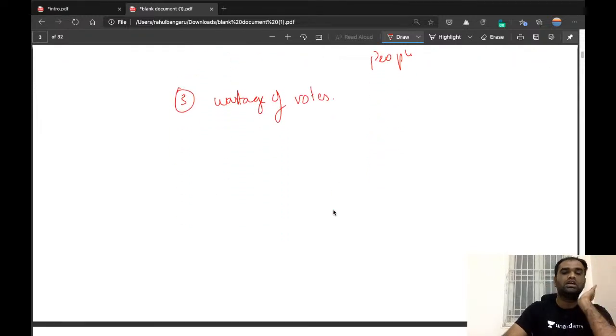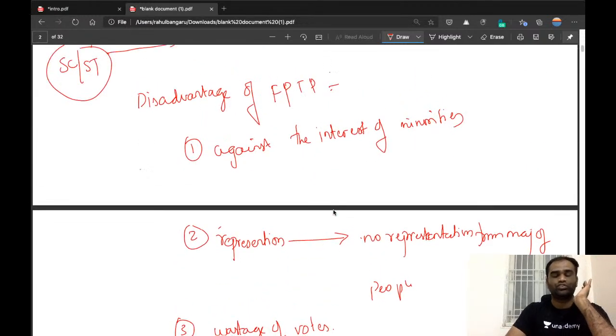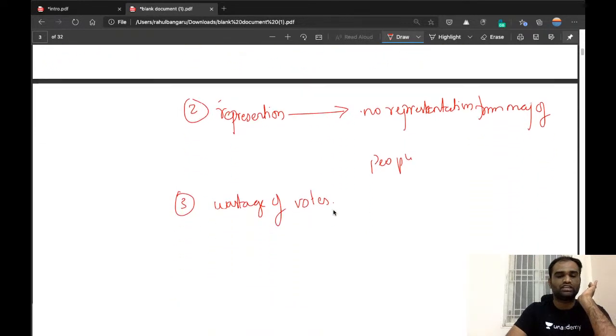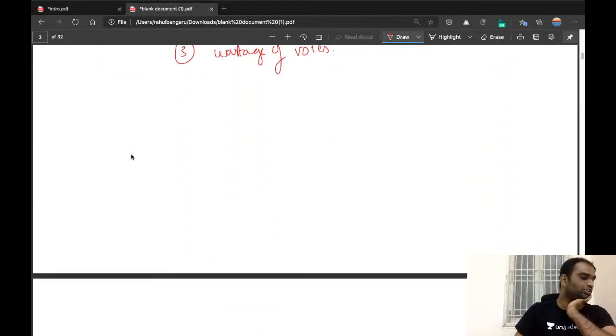Now these are the disadvantages of the first past the post system. Next we will discuss the advantages of the first past the post system.